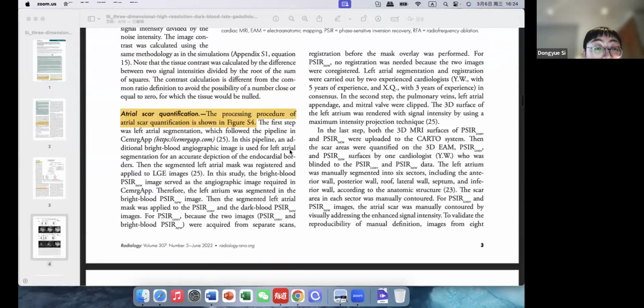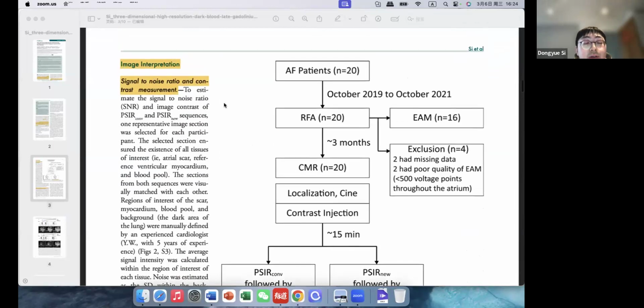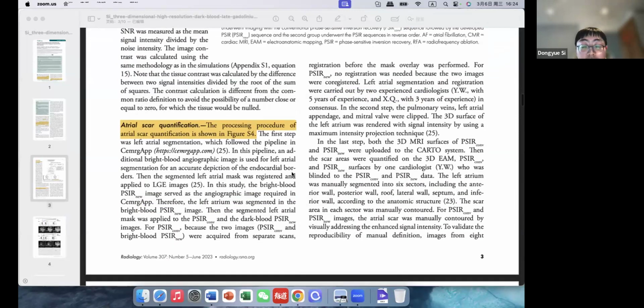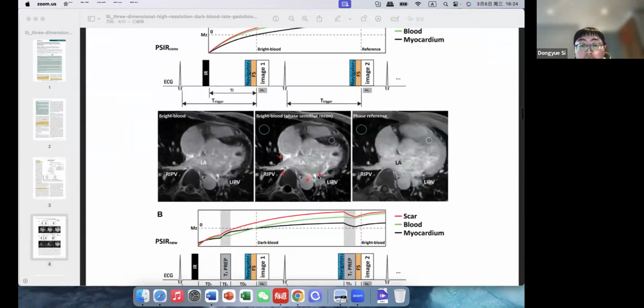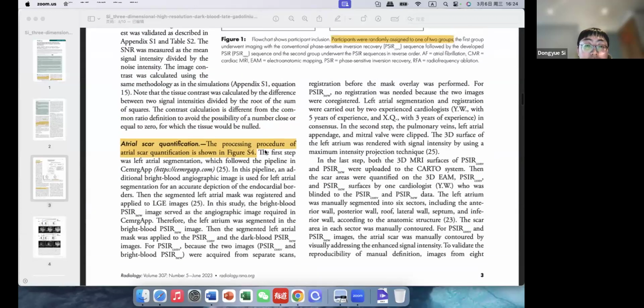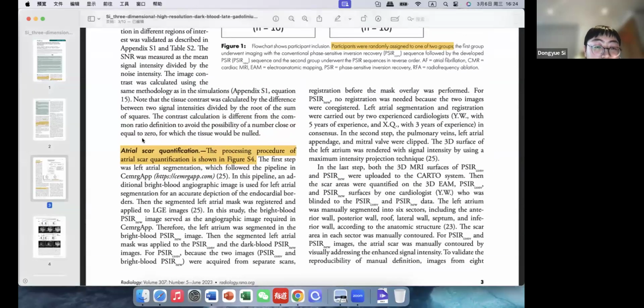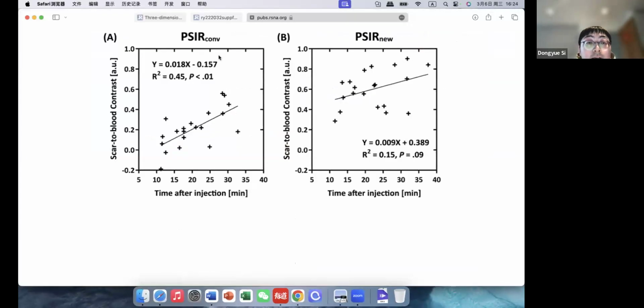For image interpretation, we measured the signal to noise ratio and image contrast. This is measured according to the ROI of the scar, blood pool, normal myocardium, as well as the background noise. Then we quantified the atrial scar area, and this procedure is shown in the supplemental figure.